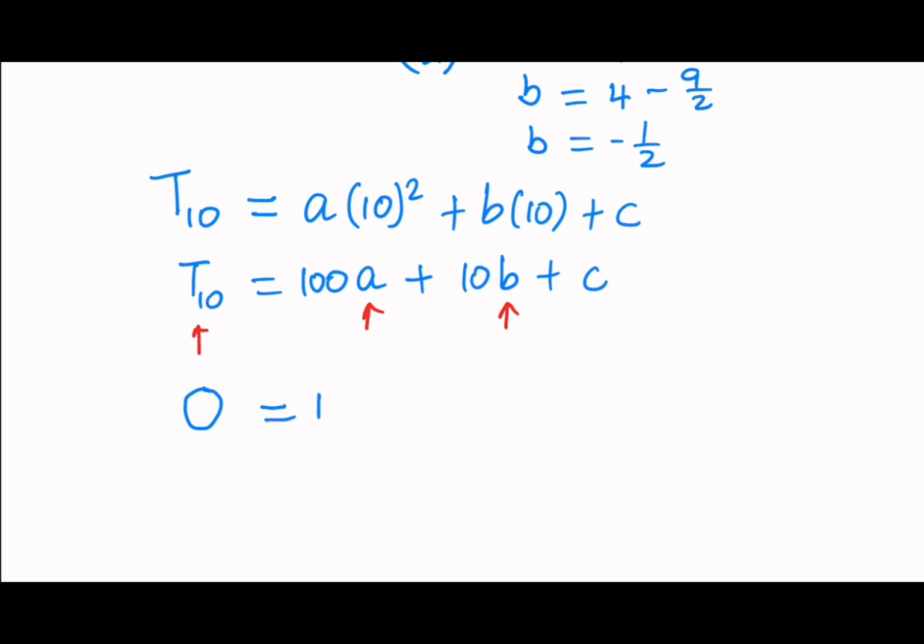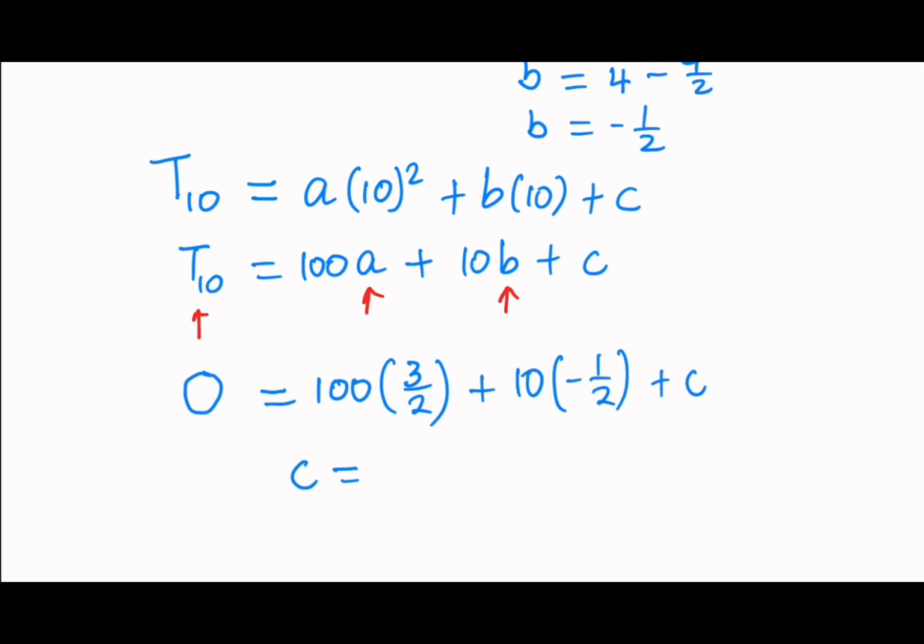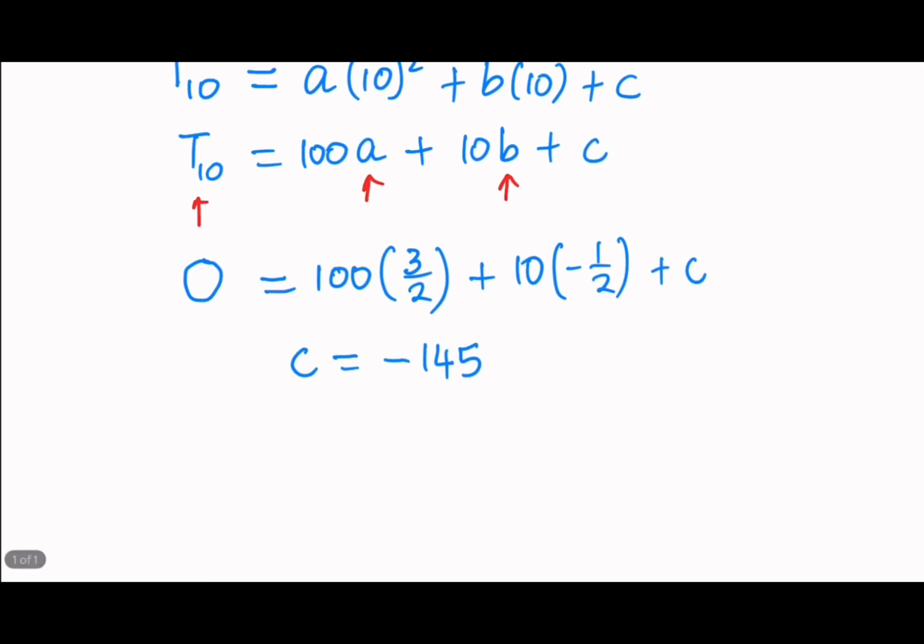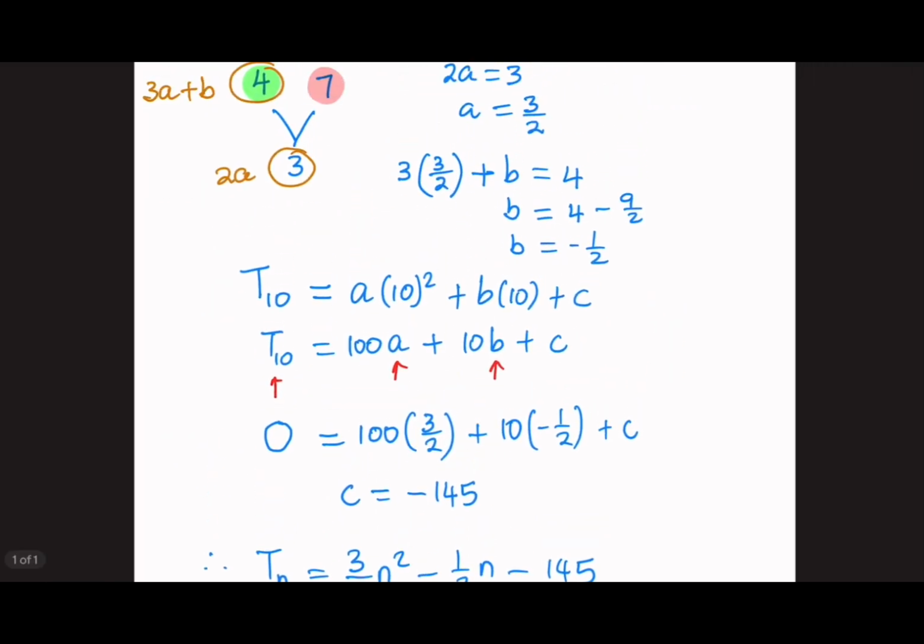So we're going to say now 0 is equal to 100 times a, which is 3 over 2, as we know from the previous calculations, plus 10 times negative half, plus c. If you add these numbers together and move things around, you should find that c is equal to negative 145. And this means in the end your Tn is 3 over 2 n squared minus 1 half n minus 145. And that's exactly how you do it.